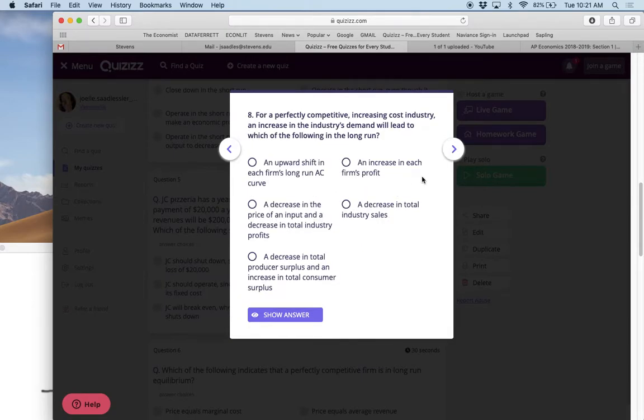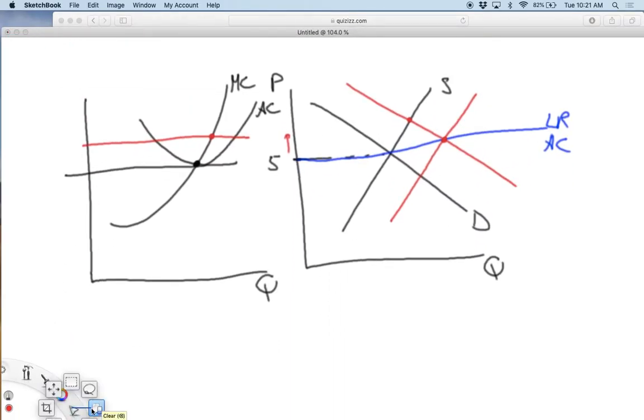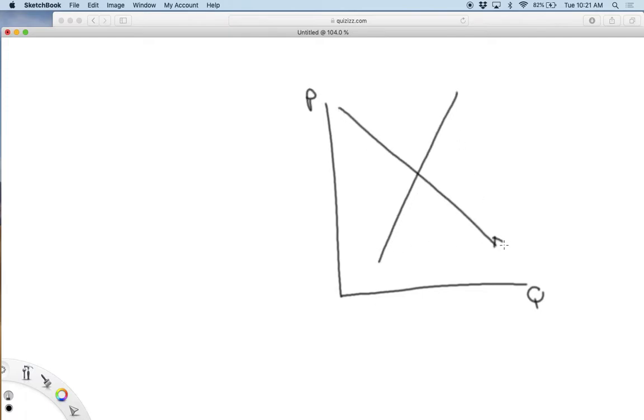For a perfectly competitive increasing cost industry, okay, so this is where the long run average cost curve is trending upwards. An increase in the industry's demand will lead to which of the following in the long run? So here it's a situation where, okay, we said here is the industry. It's an increasing cost industry. So that means the long run average cost curve is trending upwards.